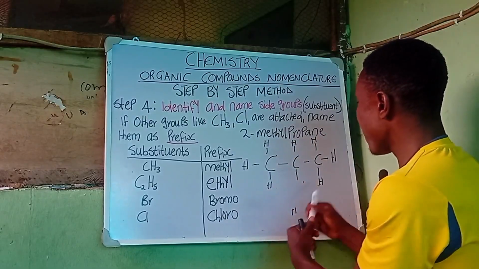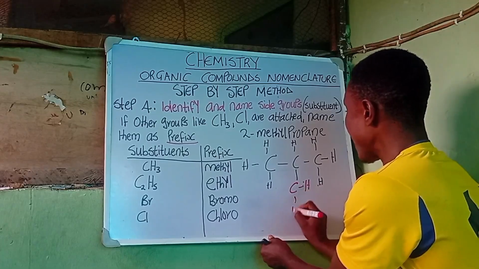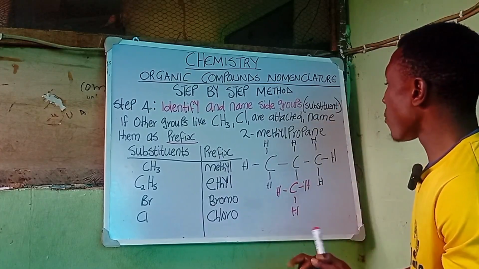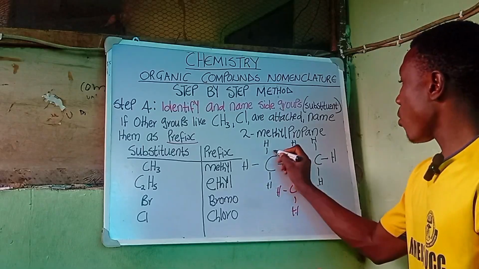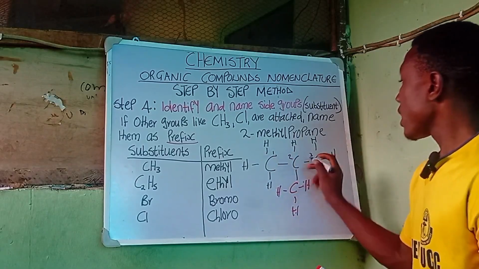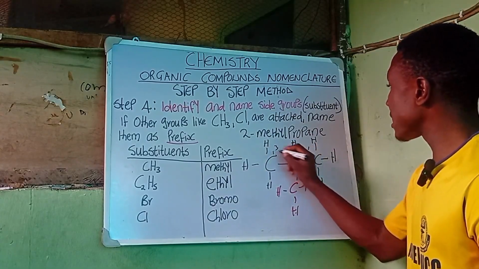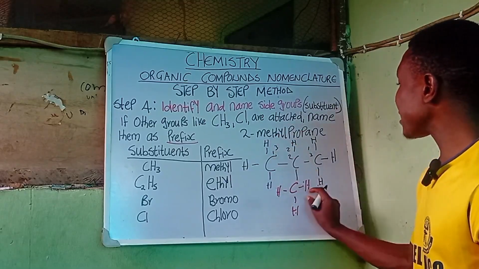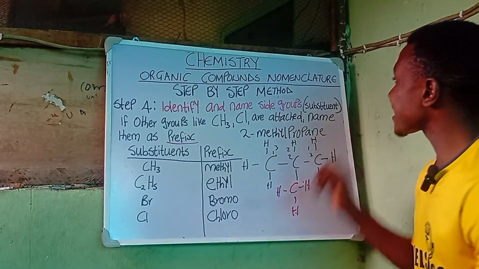Let me do this so you can easily see it. This is 2-methylpropane. If you want to count it, this is carbon number 1, 2, 3. If you want to go the other way, this is carbon number 1, 2, 3. So this is a 3-carbon chain with methyl found in carbon number 2. So this is how you name the side group.